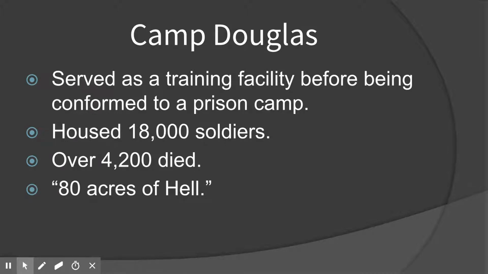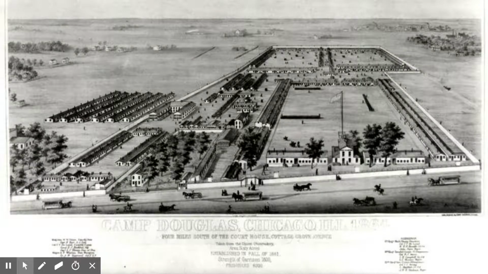Camp Douglas is another one. This actually served as a training facility before it was converted to a prison camp. It housed 18,000 soldiers. Over 4,200 men will die there, and it was also known as the 80 Acres of Hell. Here's a drawing of it.